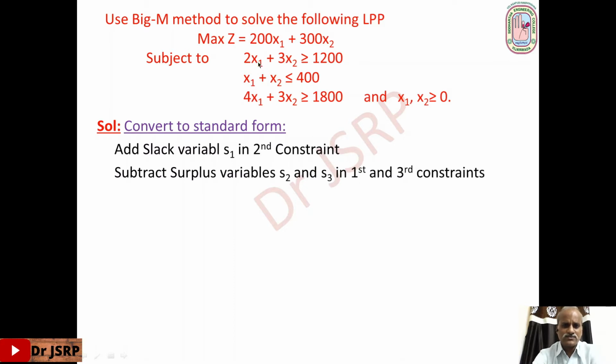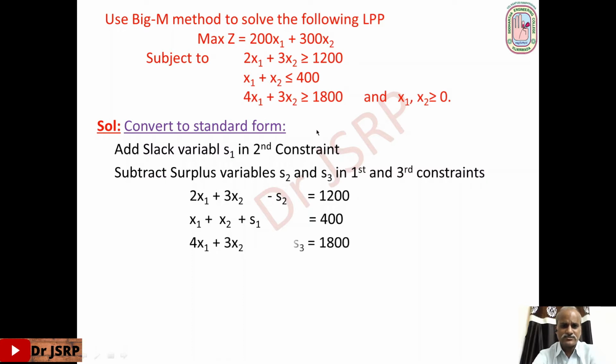Okay. So first constraint, subtract surplus variable S2. So 2x1 plus 3x2 minus S2 equal 1200. Here the second constraint is less than or equal, add slack variable S1. So x1 plus x2 plus S1 equal 400. And again the third constraint, subtract surplus variable S3. So 4x1 plus 3x2 minus S3 equal 1800. Okay, right. Now write in matrix form.